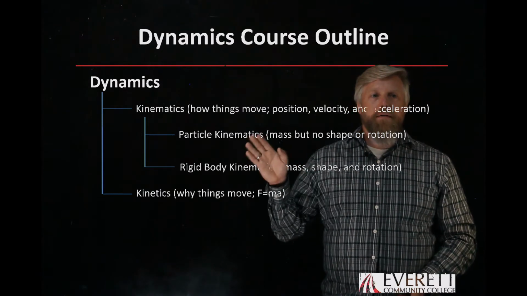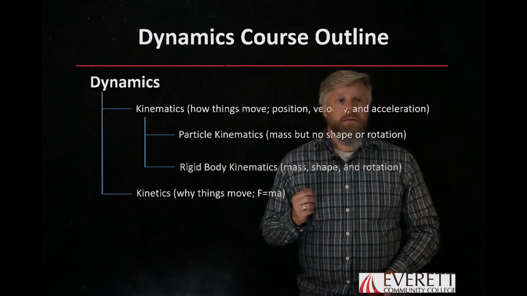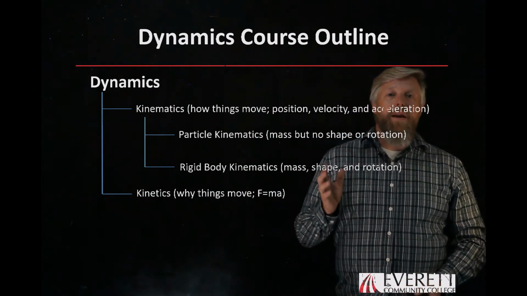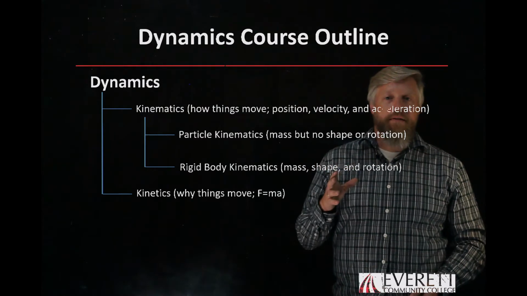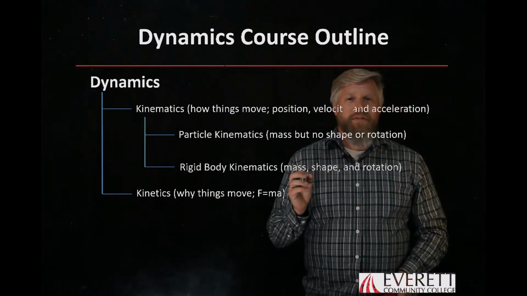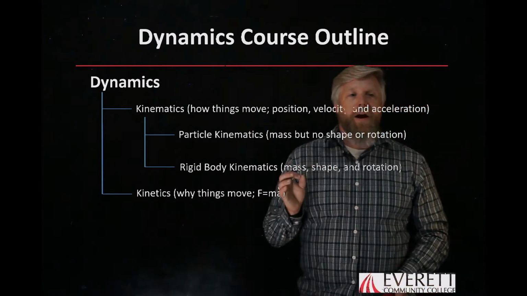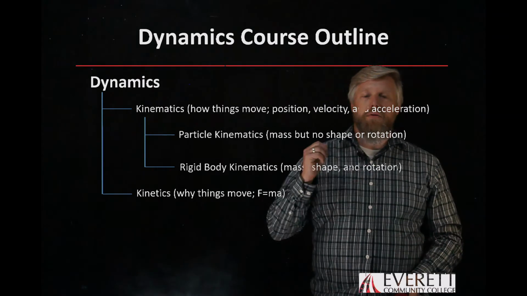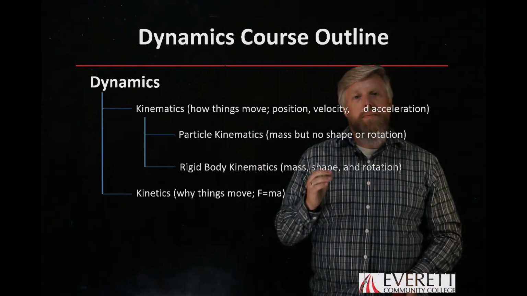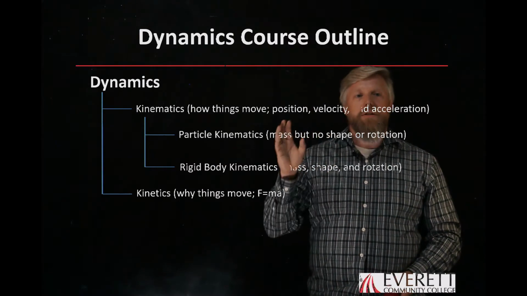So in particle kinematics, the first word, particle, we are making a particle assumption. What does that mean? It means that whatever we're looking at has a mass, but no shape or size. Okay? So you can think of it as we're just paying attention to the center of gravity of an object. Like a rocket shooting off to Mars, we're just going to pay attention to how the center of mass of that rocket moves. We're not going to pay attention to the shape of the rocket.